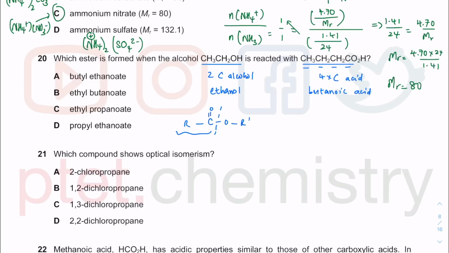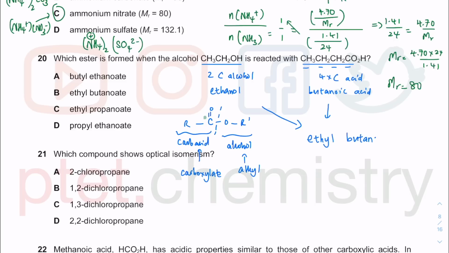This bit with the carbonyl on the left hand side is your carboxylic acid fragment. Don't forget, you have 1 carbon already in this carbonyl fragment there, and you have this alcohol, which will give you the alkyl part of the name, and the carboxylic acid will give you the carboxylate part of the name. So based on the ethanol and butanoic acid, you will get the ethyl first, and then you will get the salt part, which is called butanoate.